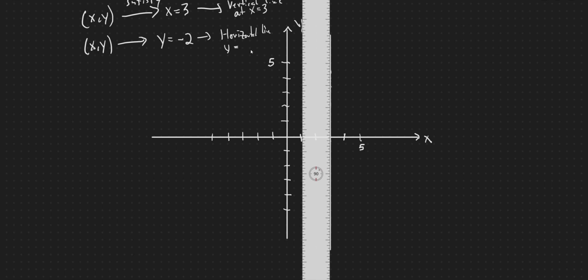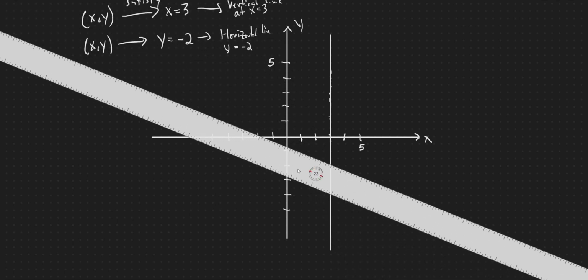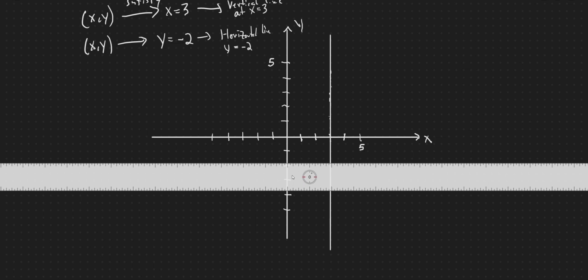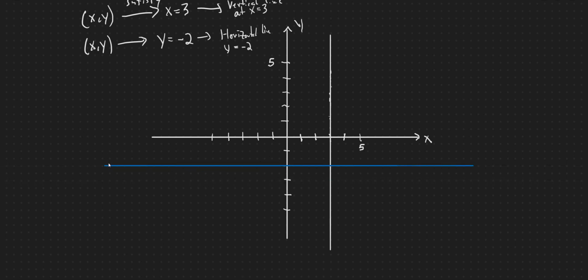And my y value at any point will be -2. So let's go ahead and plot that real quick. Y value of -2. Any point, I'll use blue for this, any point on this line satisfies that equation above. And so that equation gives me this line. So this line is y equal -2. This line is x equal 3. Is this helping? I hope so.